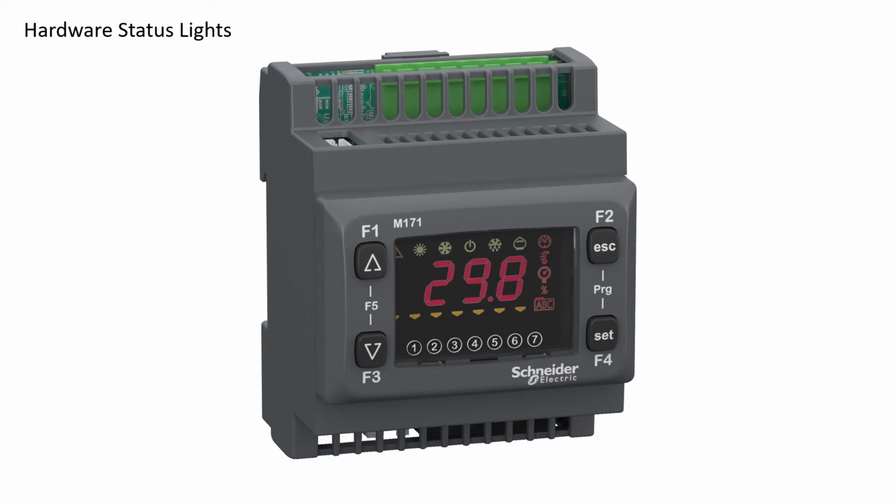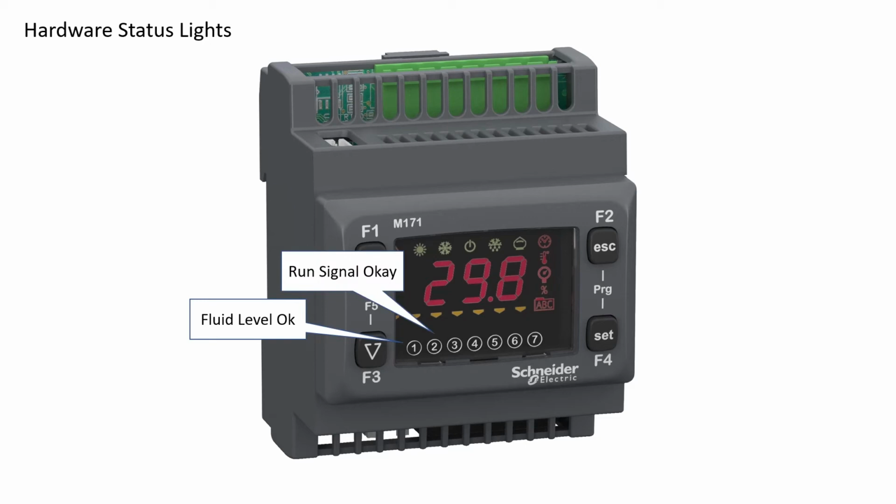Next up, we're going to look at the hardware status lights. These are indicated by the 1 through 7 at the bottom. For number 1, we have fluid level OK. That means that the fluid level in your reservoir is at a safe operating condition. This is indicated by the critical safety water switch that comes with all of our chillers.